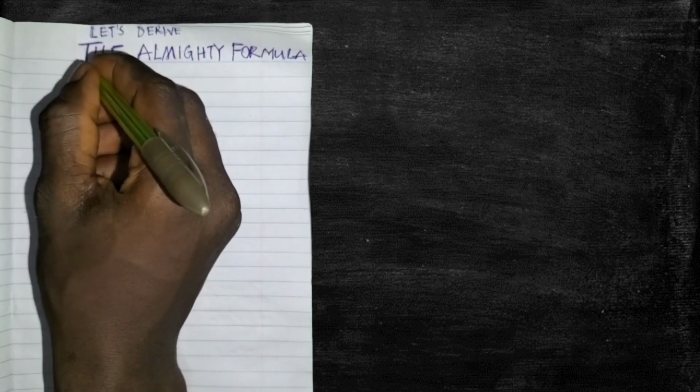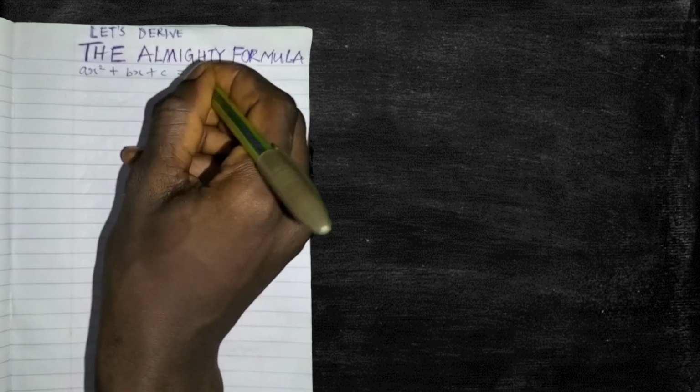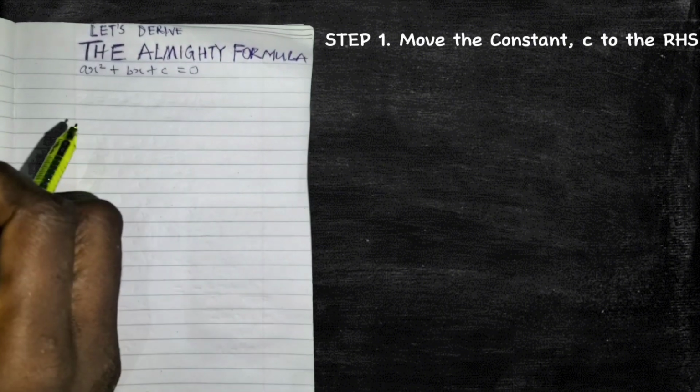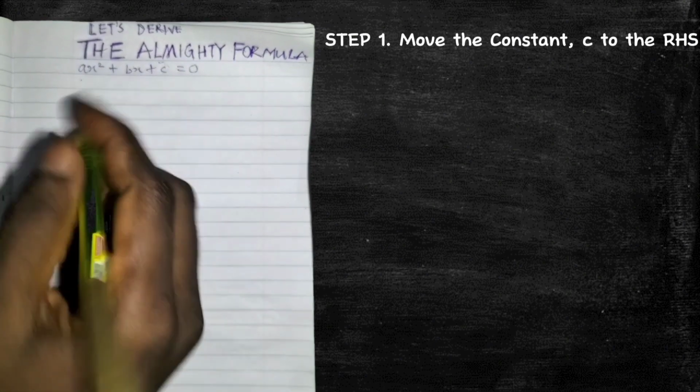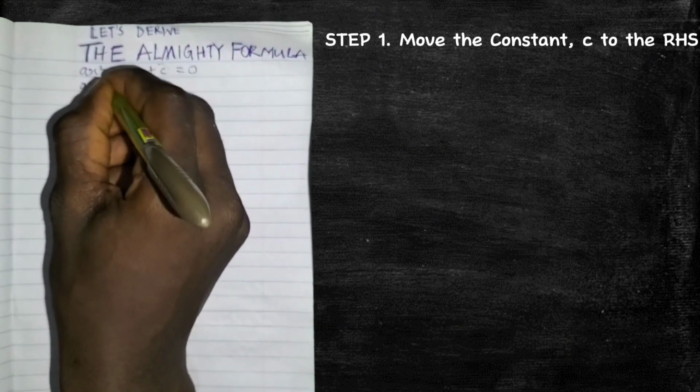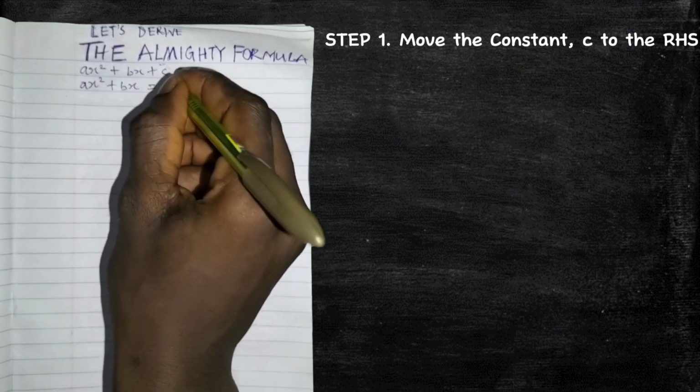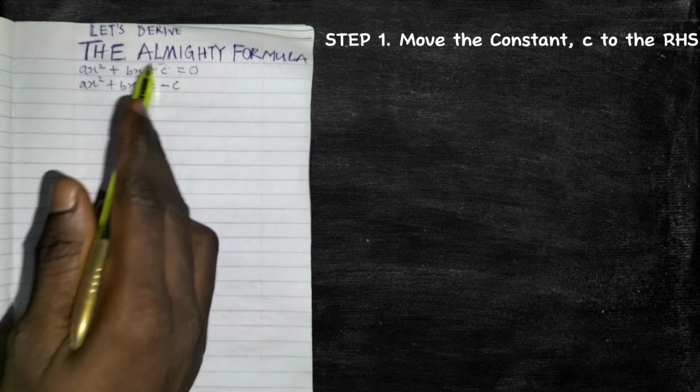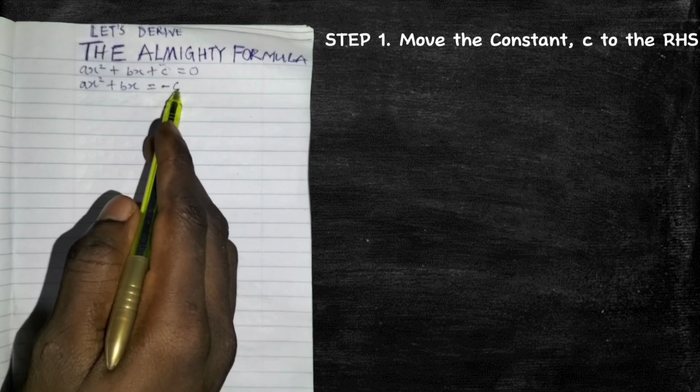Hello guys, in this video we'll be deriving the almighty formula from the quadratic equation. We know the quadratic equation to be ax squared plus bx plus c is equal to 0. From this equation we derive the quadratic formula or the almighty formula. For us to start, the first step is to take the constant to the right hand side. The constant here, c, goes to the right hand side. So we'll have a new equation, minus c. The plus c crosses the equality sign and becomes minus c.